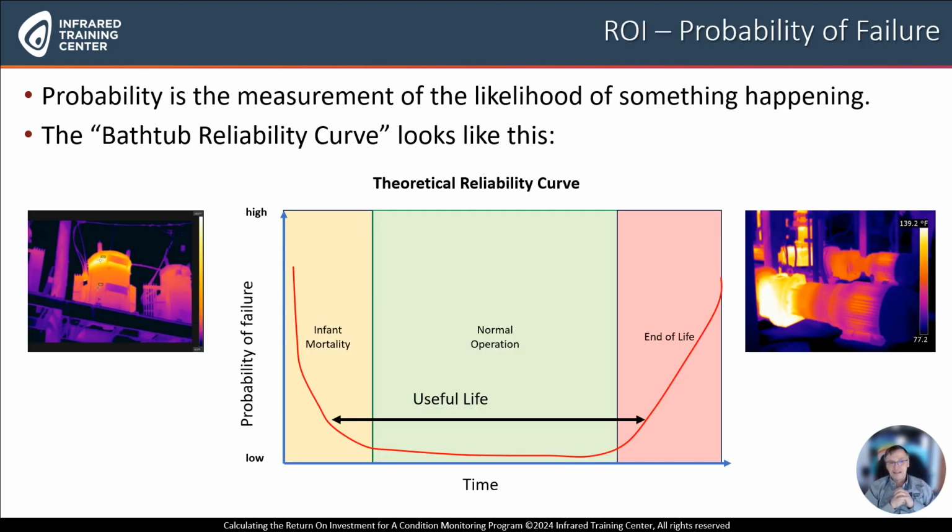And in order to understand this, we have to understand probabilities. And this is what's called the bathtub reliability curve. And on the y-axis, on the left-hand side, there we have the probability of failure. And it's just an arbitrary number from low to high. And then we have time on the x-axis, okay? And so over a period of time, this is how, in particular, electronic components work, okay?